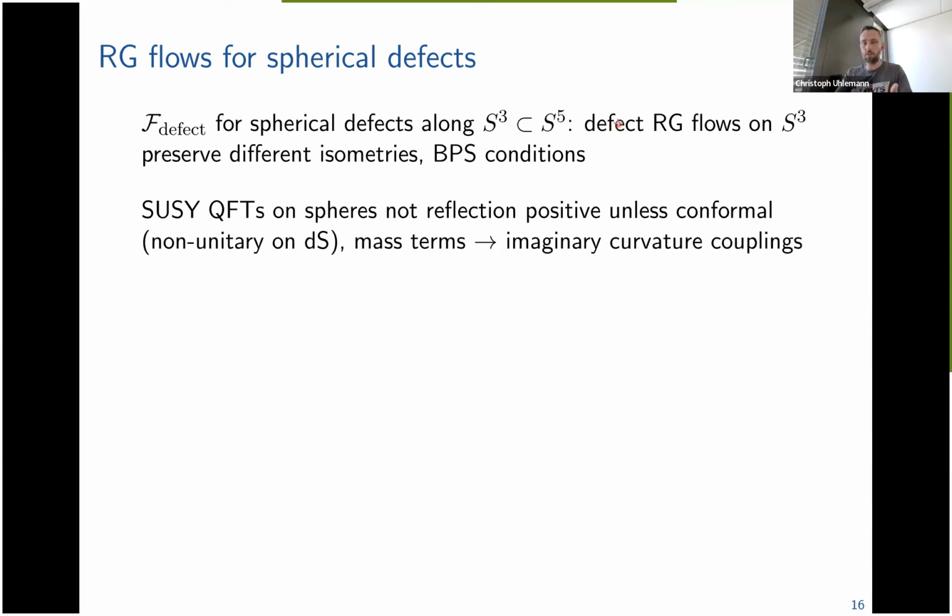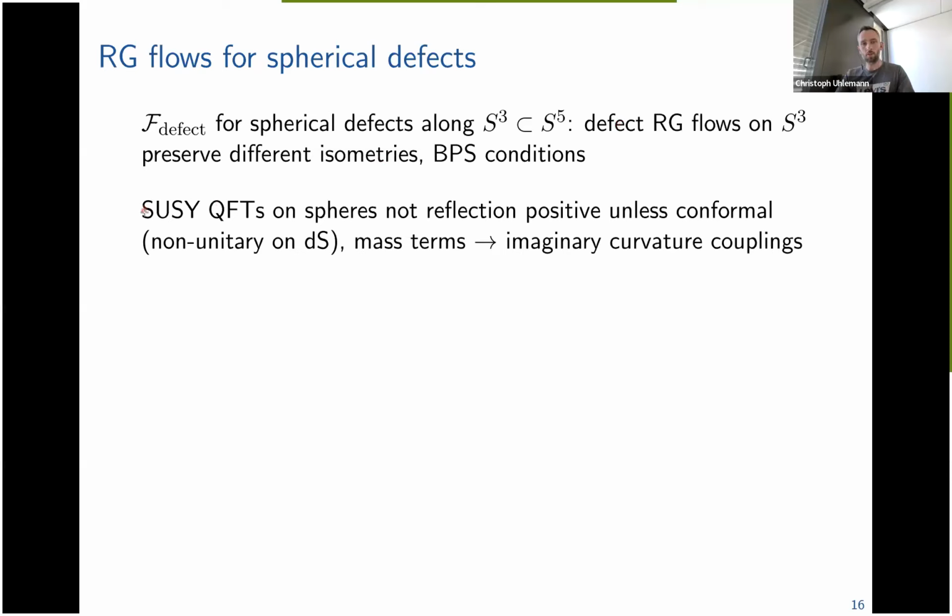This is now really different, unlike for the conformal defect where sphere and planar are just related by a coordinate transformation. Turning on a constant mass deformation on S3 preserves different isometries than a mass deformation on flat space. So things really change here. We have different isometries preserved and different BPS conditions. That makes the whole analysis a little harder.